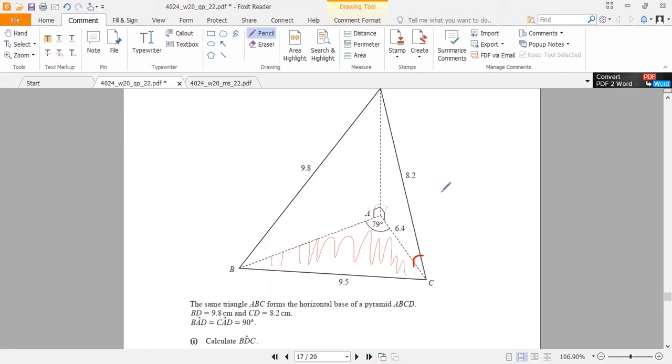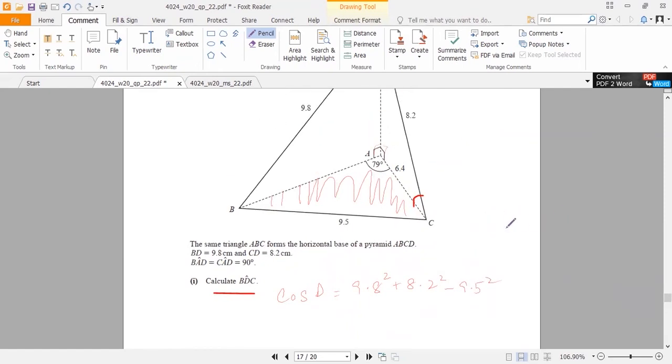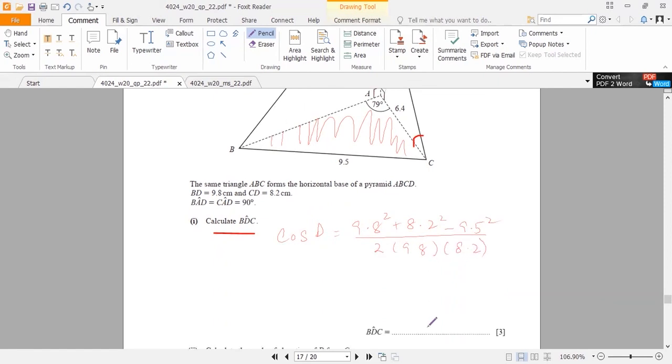So we can apply the law of cosine, that is cos D is equal to 9.8 squared plus 8.2 squared minus 9.5 squared upon 2 times 9.8 times 8.2. So the value of D will be 63.0.